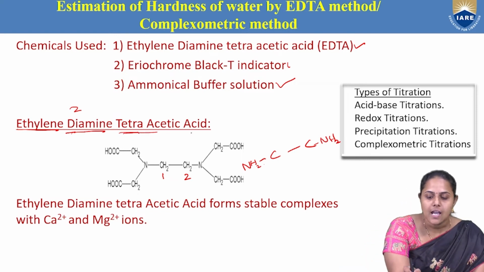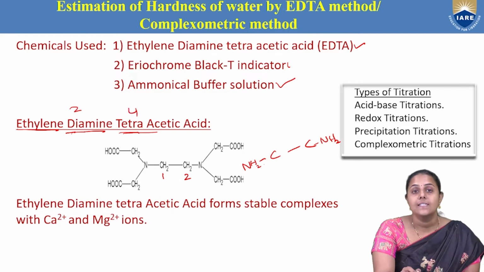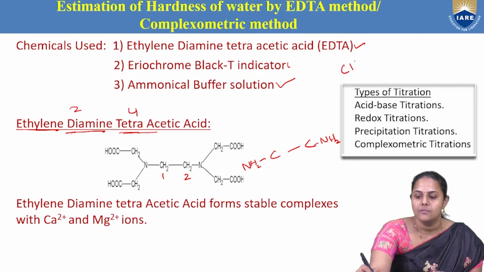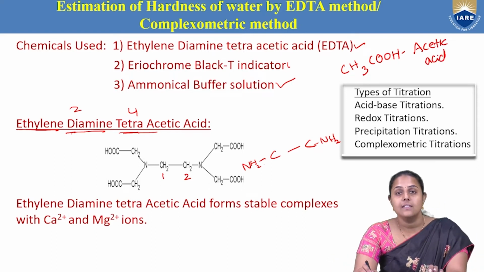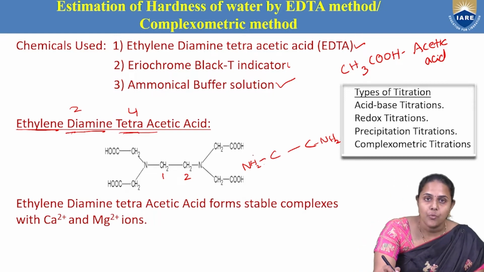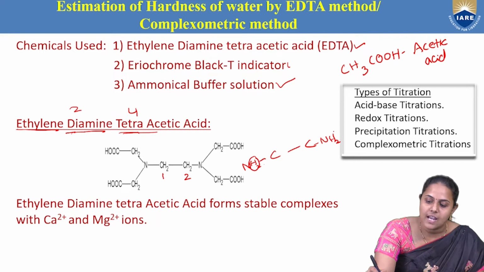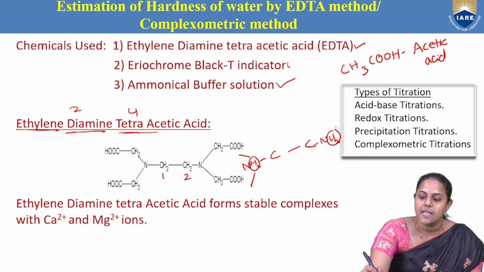Then tetraacetic acid. Tetra means 4. You know the molecular formula of acetic acid, CH3COOH. These acetic acids are 4 in number, that's why it got the name tetraacetic acid. In the amine, 2 hydrogen atoms are there, no? These hydrogen atoms are replaced by the acetate groups, that is CH2COOH groups.